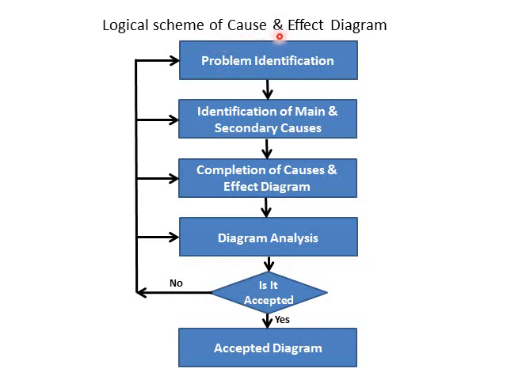The logical scheme of the cause and effect diagram commences with problem identification, then comes a definition of main and secondary causes. Main and secondary causes can also be seen as major and minor causes. Then you have to complete the cause and effect diagram and analyze it. If the analysis is acceptable, then your whole diagram is completed. If it's not, then you have to review any of the steps: either the diagram analysis, the completion of the diagram, the identification of main and secondary causes, or the first step, maybe your problem identification is wrong.